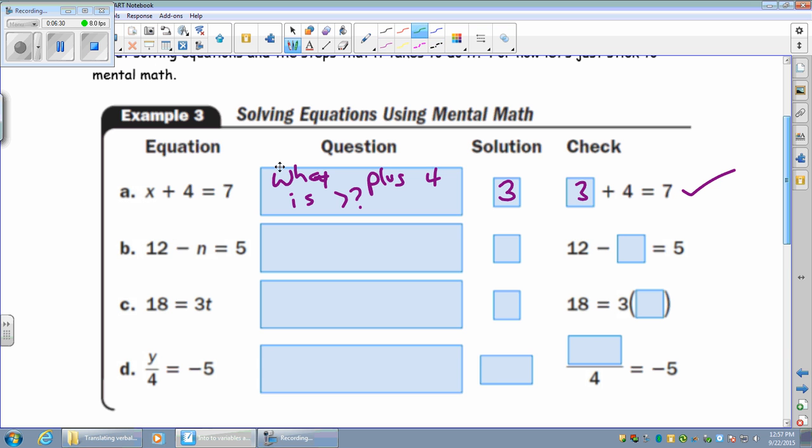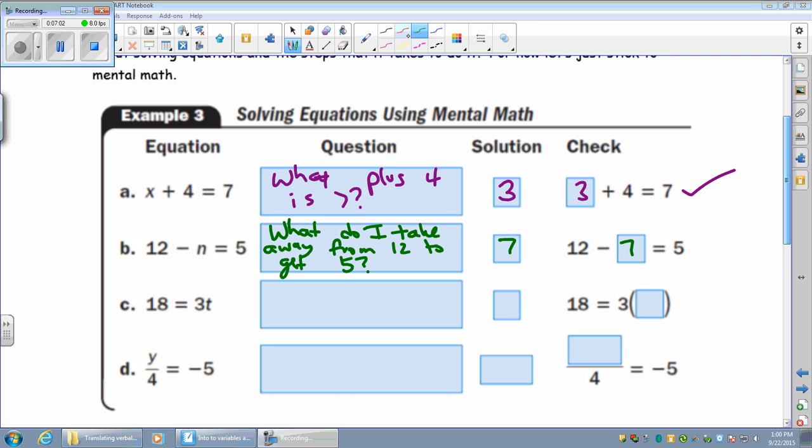So for the next one, I have to take away something from 12 and get 5. So what do I take away from 12 to get 5? Well, mentally, if I think about all the things that I could take away from 12, the thing that pops in my head is 7. Because if I go 12 minus 7, I do get 5.